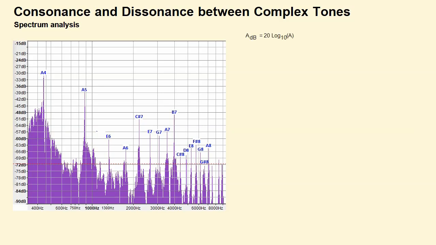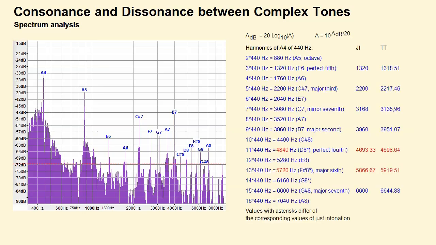The amplitudes, A, of the spectrum components are given in decibels, which are calculated using the formula shown above on the right. To obtain the amplitudes on a linear scale, the inverse formula is applied. To the right of the spectrum is shown the harmonic series, multiples of the fundamental frequency, that generate it. The frequencies of these harmonics are indicated for the just intonation, column JI, and tempered tuning, column TT.